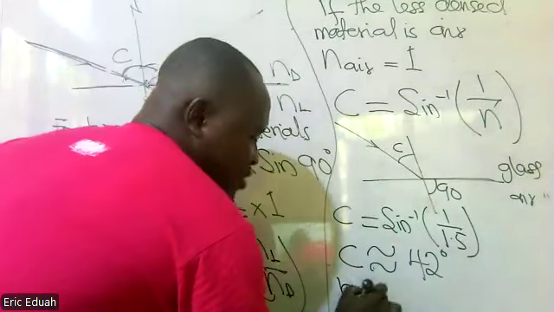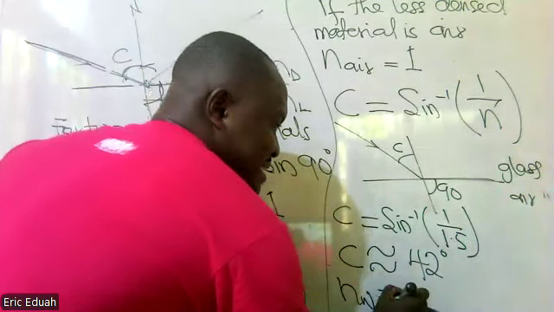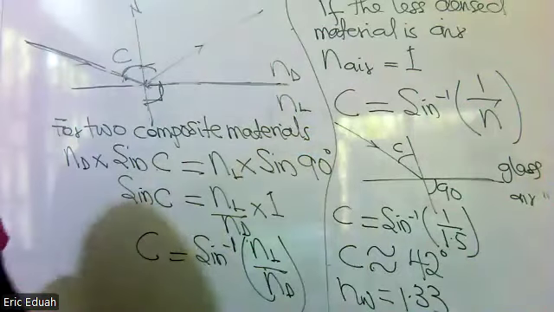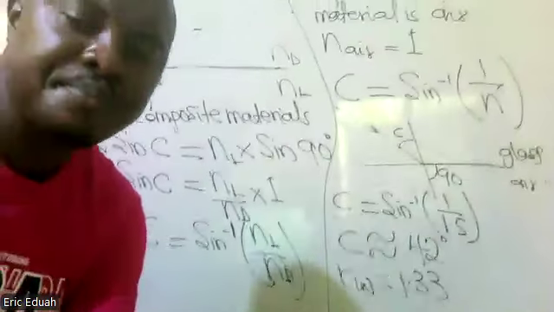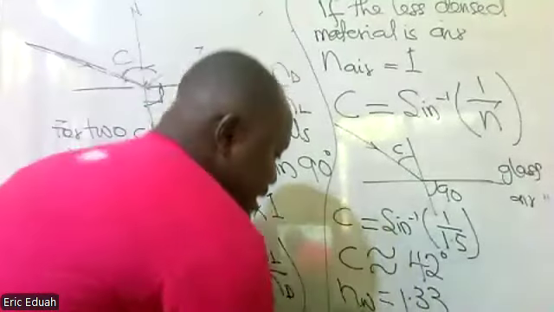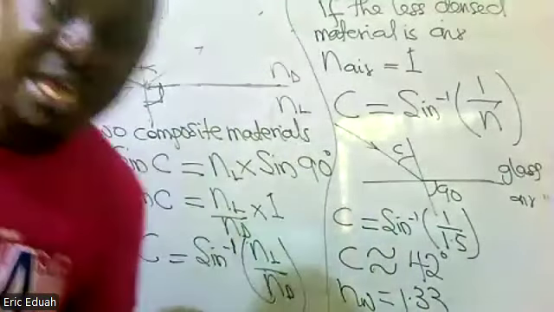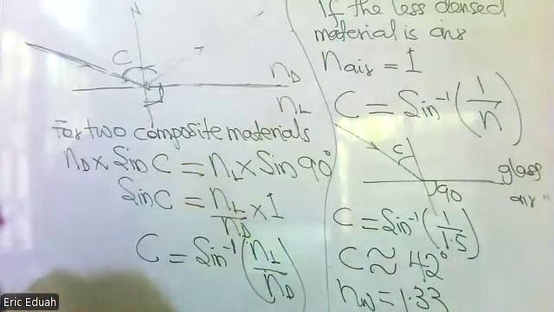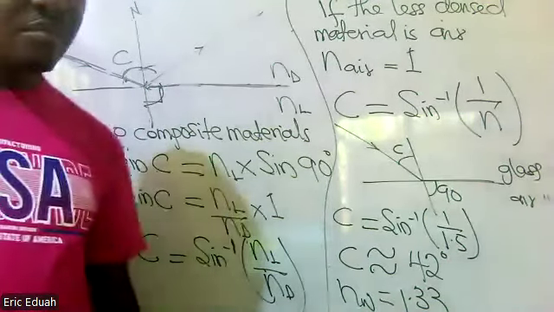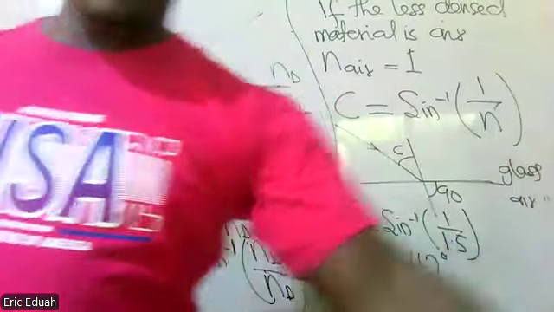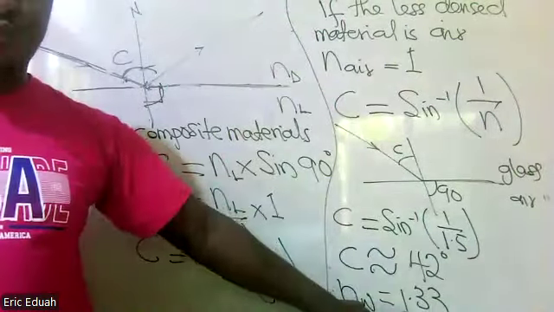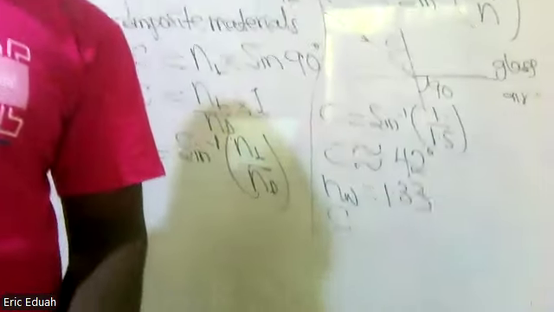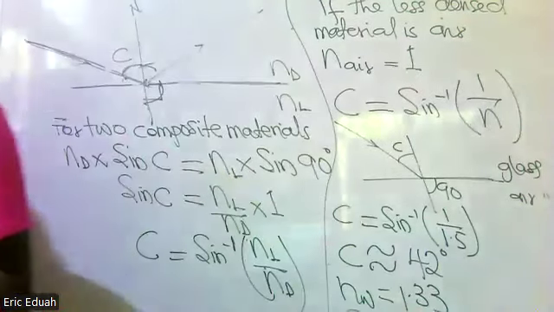The refractive index of water is 1.33. Use this to help me calculate the critical angle of water if light is moving from water to air.